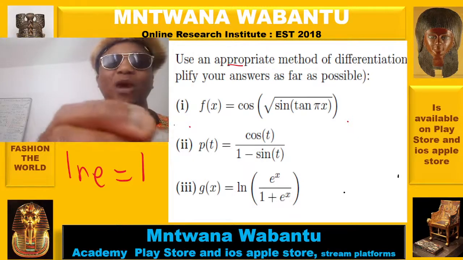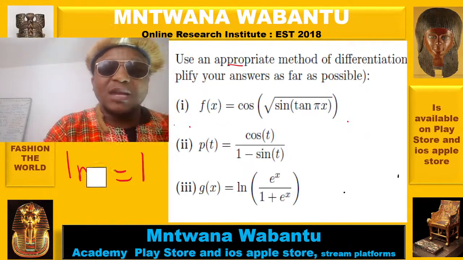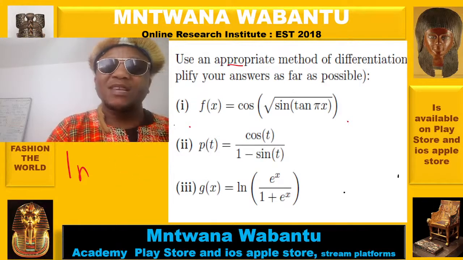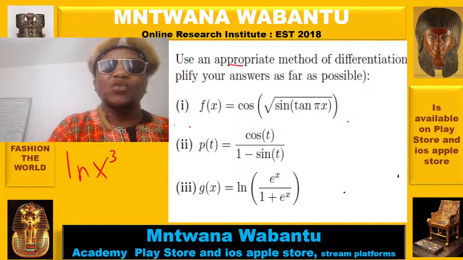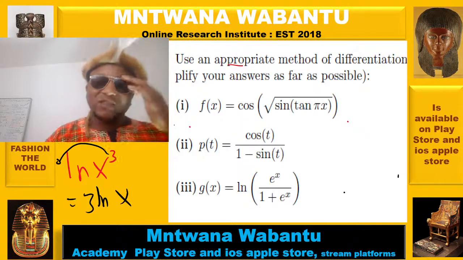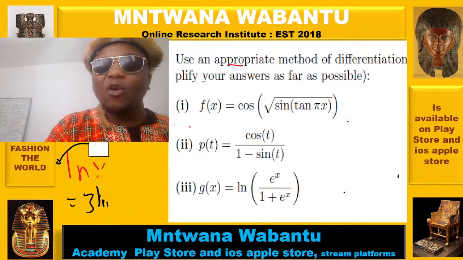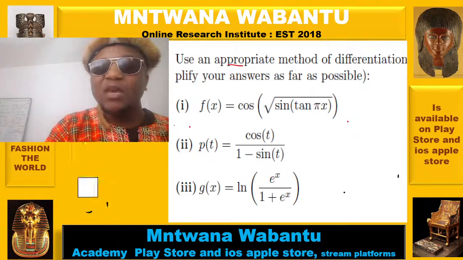So ln of e equal to 1. And another thing, if somebody gives you, for example, ln of x power 3, you can take any number which is on top as a power and bring it behind here. So we may say 3 ln of x is very, very acceptable. Okay? So now let's see how we can apply all these concepts which I have just shown you into the last question.